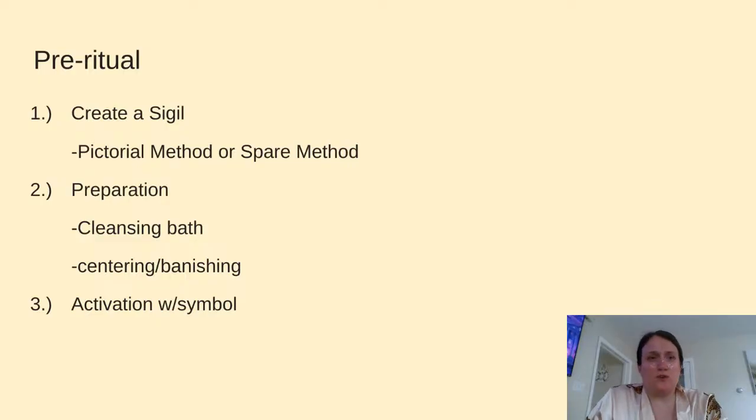So pre-ritual, create a sigil. There are two different methods here. I will use either, it doesn't matter. You can pick which one you like. The pictorial method is using pictures to create your sigil. If I have a sigil that is going to make everyone who works with me feel loved, like a pink little bouncy plasma, I would just draw what it looks like in the pictorial method and then have a symbol that goes on it.